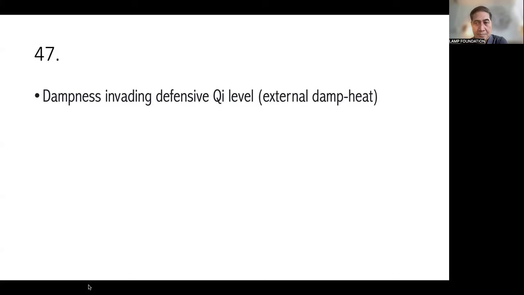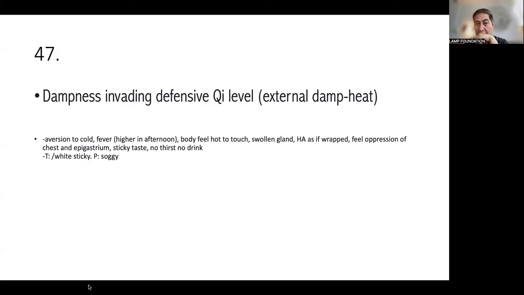Aversion to cold, fever higher in the afternoon, body feels hot to touch, swollen glands, headache as if wrapped, oppression of chest and epigastrium, sticky taste, no thirst, and no desire to drink. The tongue would be white with sticky coating, and the pulse is soggy. It's like a piece of cotton, the soggy pulse. Okay, this is different from soft.